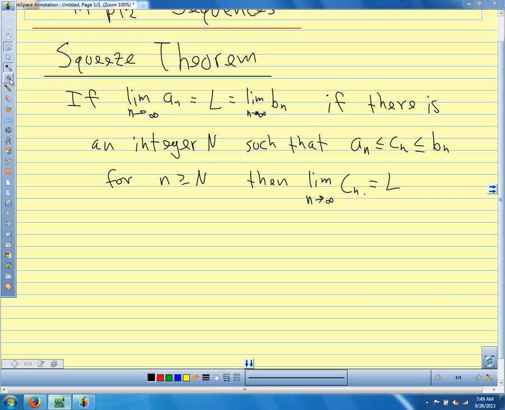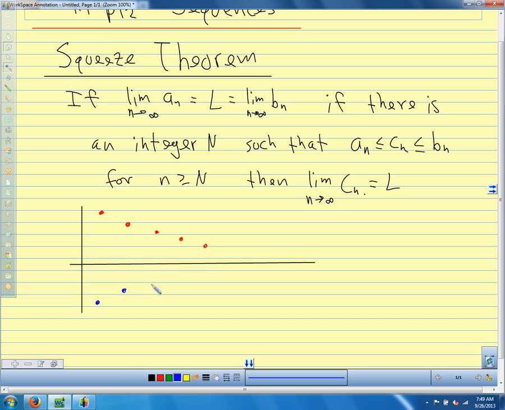And the way I picture this, if we draw a graph here, like we did the other day, and our sequences don't necessarily have to look like this. This is just how it helps me picture it. So I'm going to do my a sub n's in red, and I'll do my b sub n's in blue. So this is a sub n here, and my blue is b sub n. And c sub n is jumping around out here somewhere. So here's a c sub n here, and maybe it jumps up and down like this.